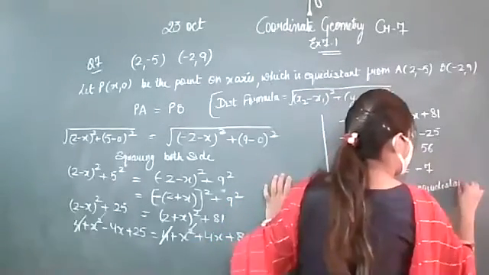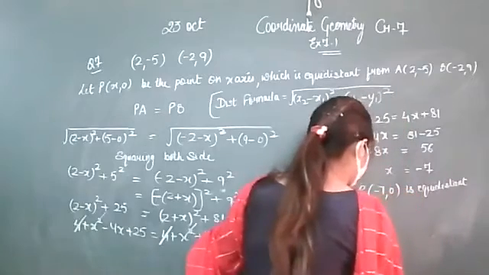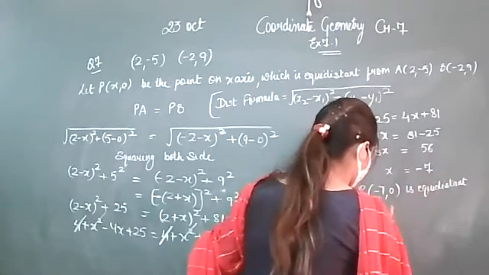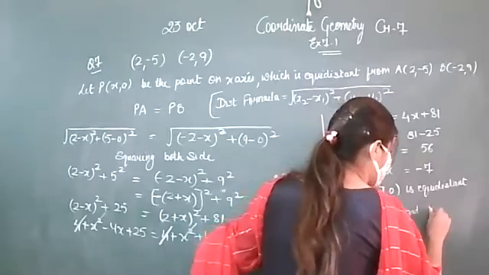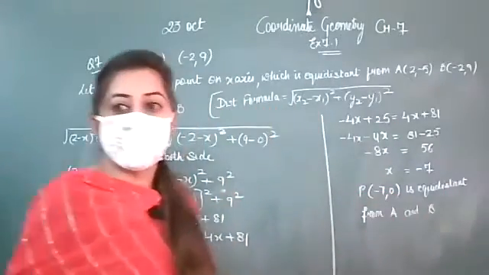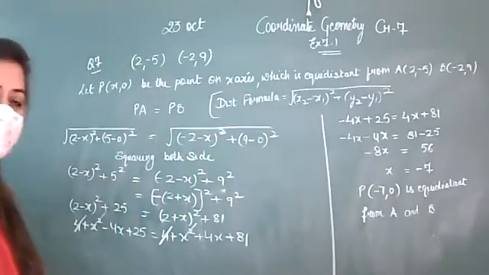equidistant from A and B. Any doubt, beta?